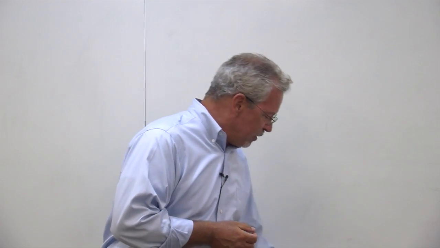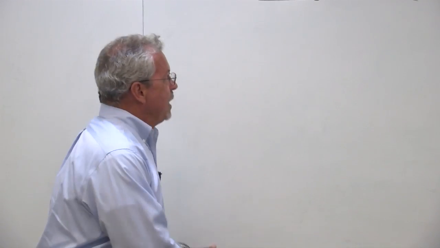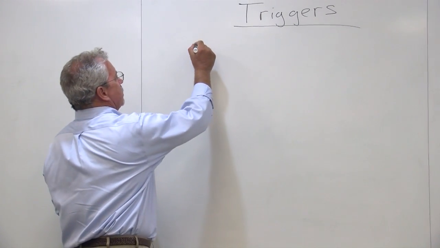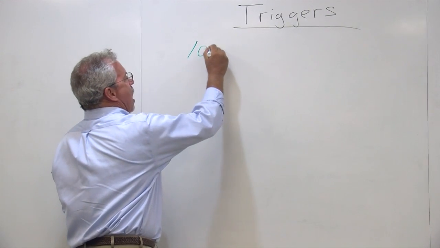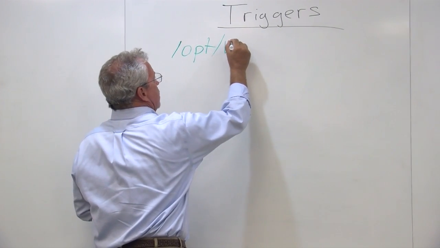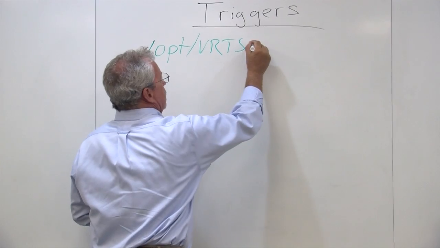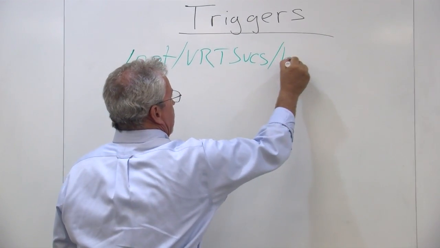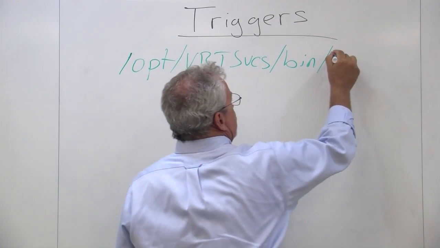Sure. So triggers are an event-driven mechanism that allow you to customize the behavior of VCS when certain events occur within the cluster. There are around 20 pre-configured triggers that exist, and they're implemented very simply, just by placing the script that you want to execute in /opt/VRTSvcs/bin/triggers.